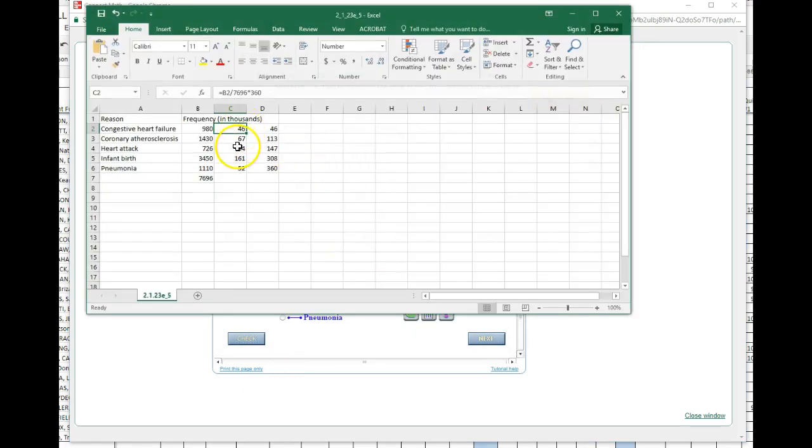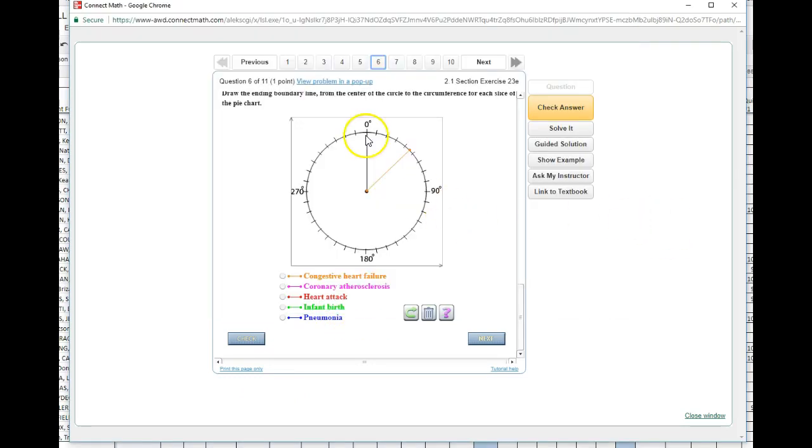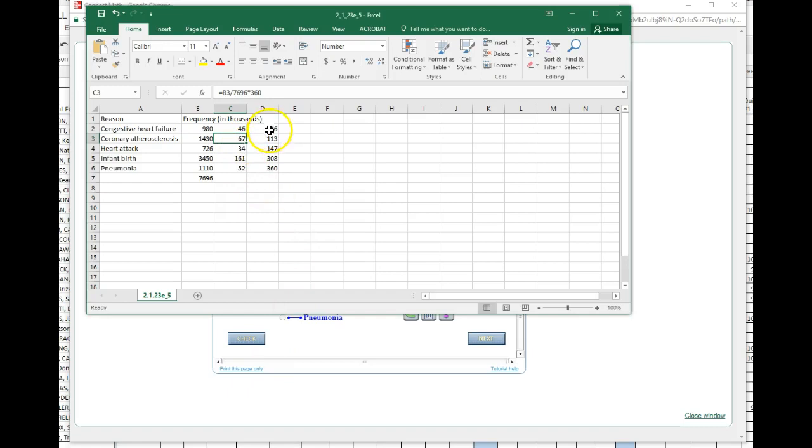If I look back at my Excel, coronary atherosclerosis is 67 degrees. Well, I can't start back at 0 and go 67 because that overlaps this piece of pie. What I have to do is look at 46 degrees plus that 67. So that's what these numbers over here are. My first one started at 0 and went to 46. Then I'm going to take 46 and add 67 to it, and I get 113. So 113 is where I need to put my coronary atherosclerosis line.